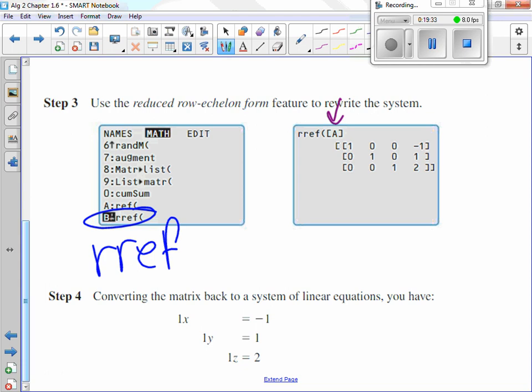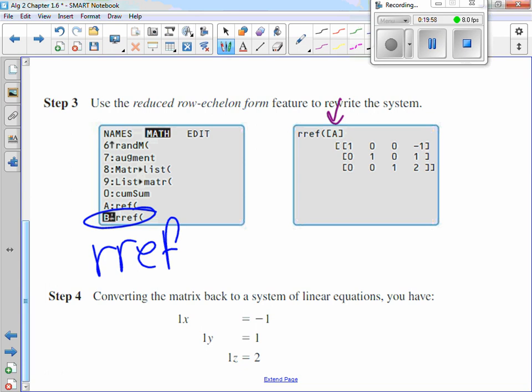Since we put it in C. So second matrix. Scroll over 1 and go down to REF. Keep going. Keep going. Right there. Enter. And then second matrix.